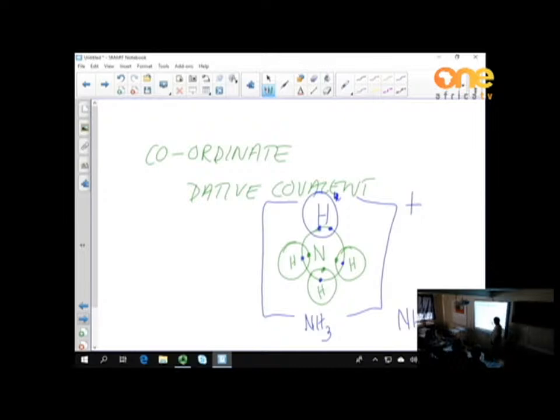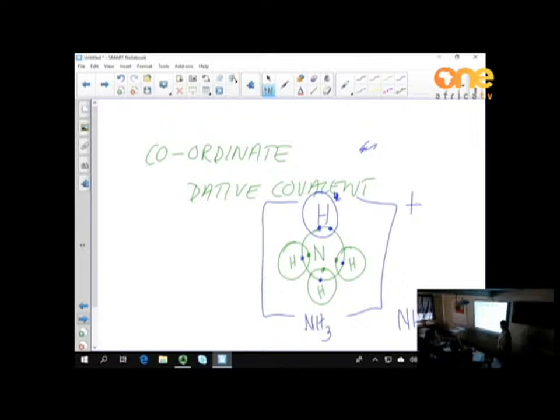We cannot distinguish this bond from any of the others. It's the same strength and it looks identical. This bond over here is a coordinate or a dative covalent bond. Hydrogen has lost an electron.